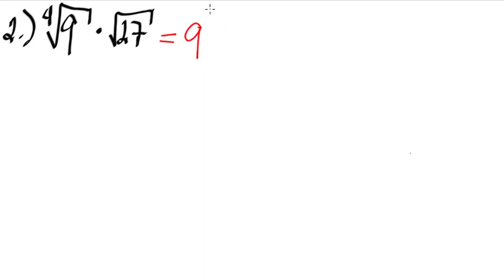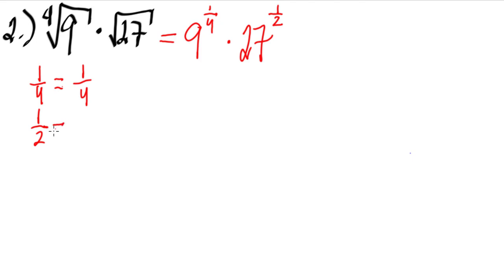So we have 9, there's a 1 here, right? So we have 9 raised to 1 over 4 times 27 raised to 1/2. Let's make the fractional exponents similar. So we have 1/2 and 1/4. We know that the least common multiple is 4. So 1/4 is still 1/4, but 1/2 is going to be 2 over 4. So this becomes 9 raised to 1/4 times 27 raised to 2/4.